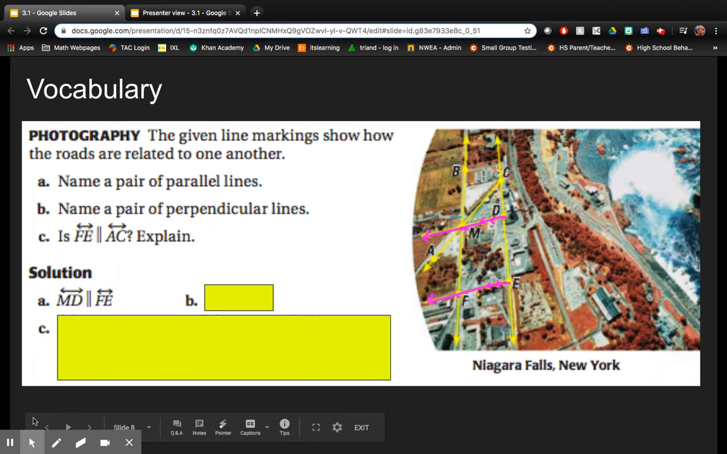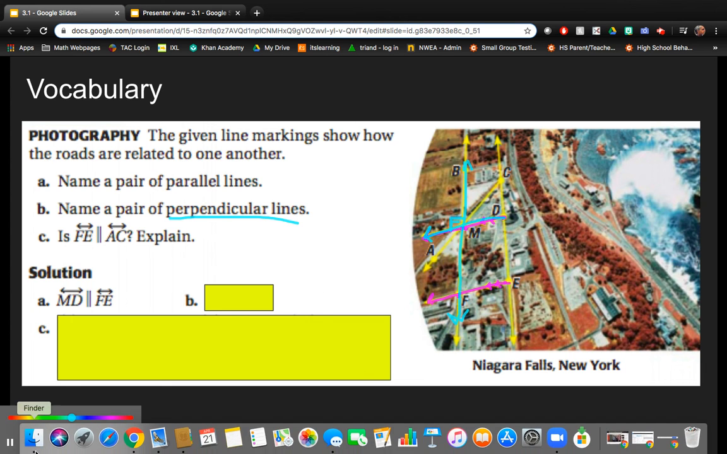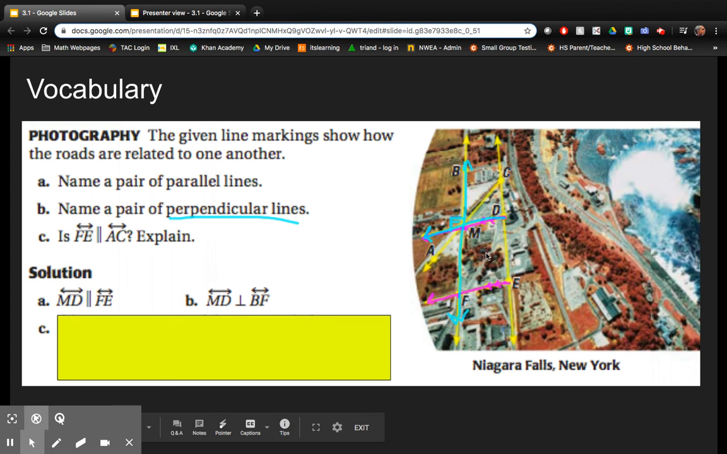B says name perpendicular lines. Again, we're looking for markings, and this one's actually a little bit difficult to see. But if you look right here, you can see this 90-degree marking or this right angle marking. That's what's going to tell us perpendicular lines. So that 90 degrees is falling on DM and on this line. And there's lots of ways that I could name this line. I could name it BM, MB, BF, FB, MF, FM. Any way you want to write it, though, these are our two lines that are perpendicular with each other, MD and BF.